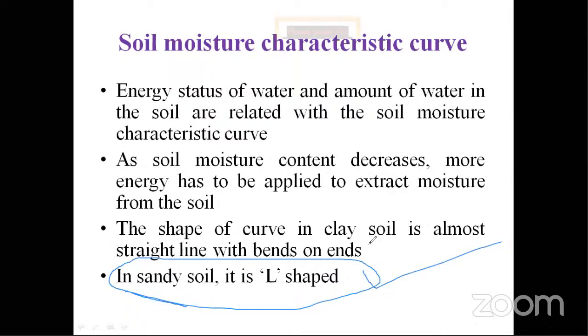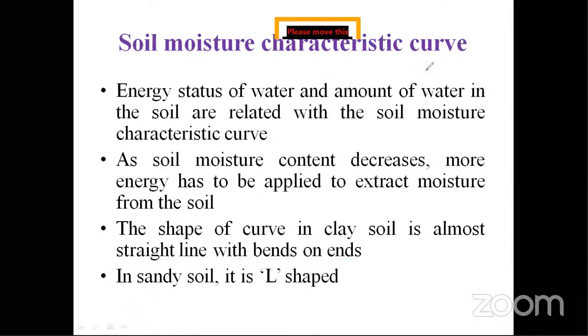And the shape of this soil moisture characteristic curve in clay soil is a straight line with bends on ends. In sandy soil, it is generally L shaped. In the next slide, we can see the graph, that is the soil moisture characteristic curve.